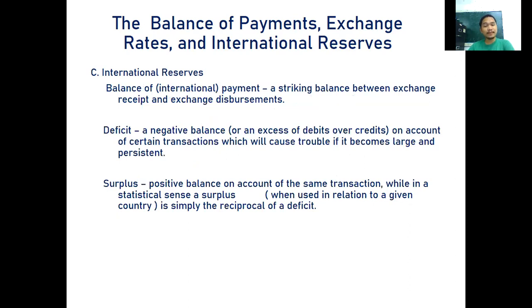So, ang balance of international payment, it is a striking balance between the exchange receipt and the exchange disbursement. The deficit, it is negative balance. A negative balance or excess of debits over credits on account of certain transactions which will cause trouble if it becomes large and persistent. And the surplus, it is the positive balance on account of these transactions, while in a statistical sense, a surplus is simply the reciprocal of a deficit.